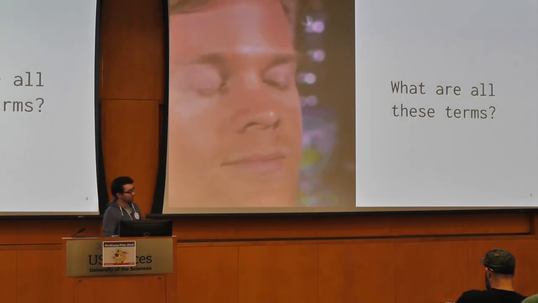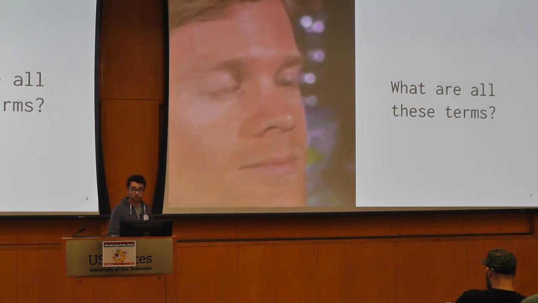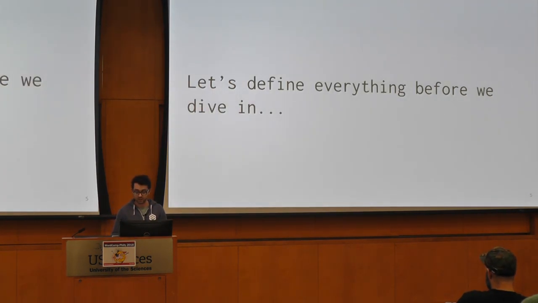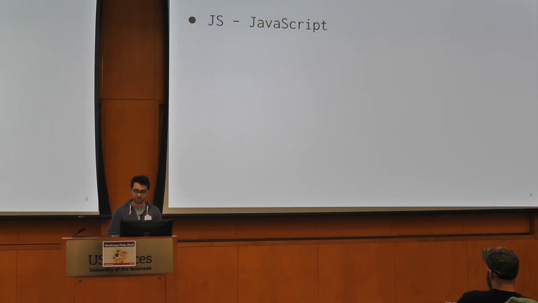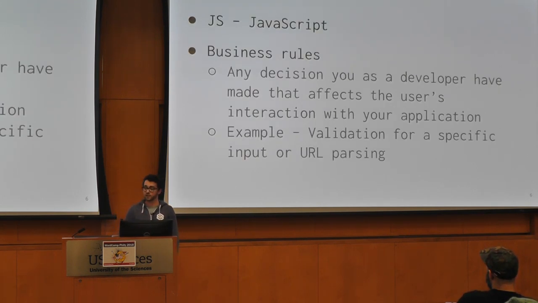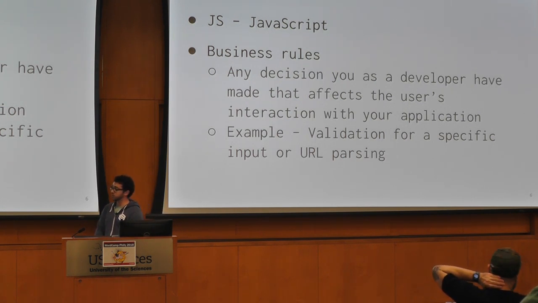Before we dive in, we're gonna discuss what are all these terms around JavaScript and around testing. And let's define them before we dive in. The first one is JS, JavaScript, we'll start easy. Next one is business rules, which got talked a lot about in the last talk. The last talk was a great setup for some things that I'll point to moving forward. But business rules, any decisions you as a developer have made that affects the user's interaction with your application.